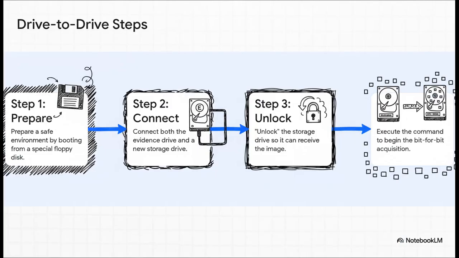Now, the whole process, even though it looks technical, it really just breaks down into a few key steps. First, you create that safe space with the boot disk. Then you physically connect both drives. Now, this next part is crucial. You use a software command to unlock only the new destination drive, making it writable. The evidence drive stays completely locked and read-only. And then finally, you hit go, execute the command, and that bit-for-bit cloning process kicks off.